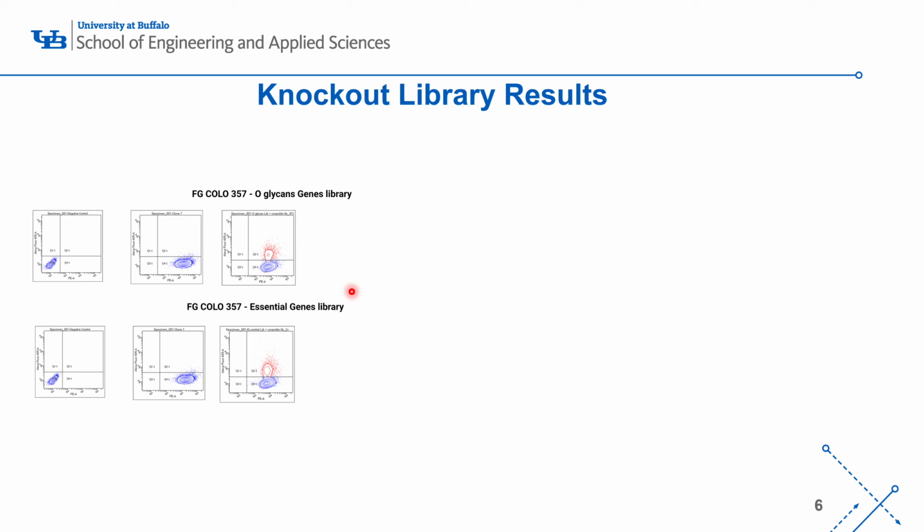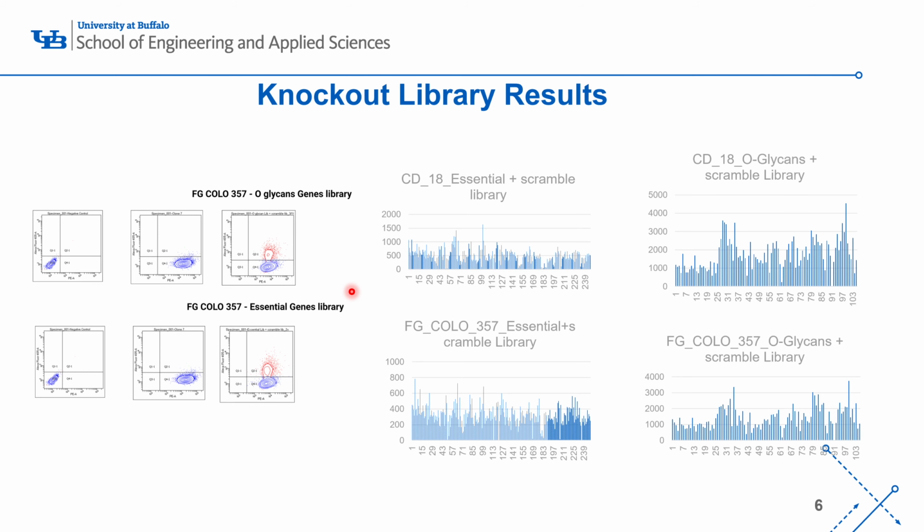After we developed this library, we did analysis to check the representation of the glycogenes, and we are able to see that in all four cases the representations look evenly distributed.